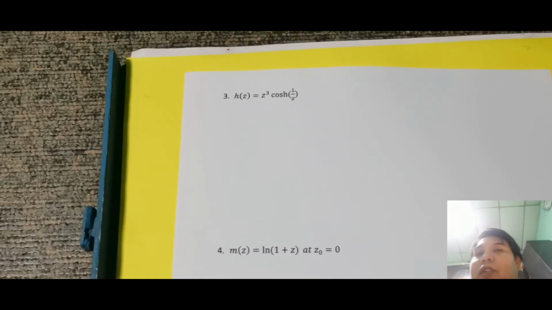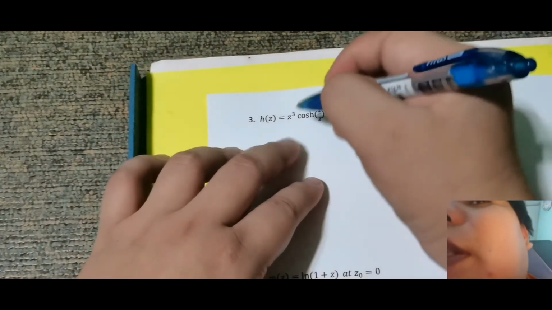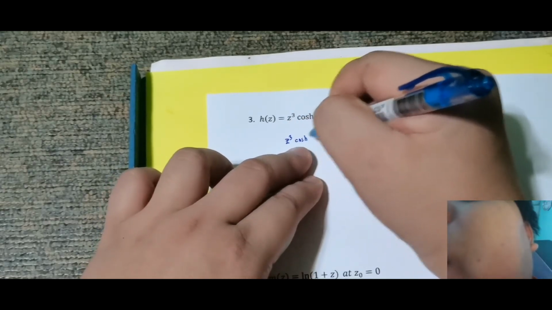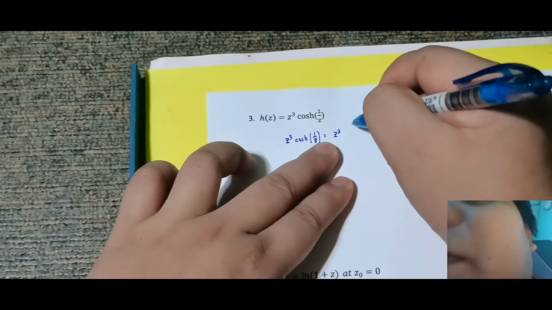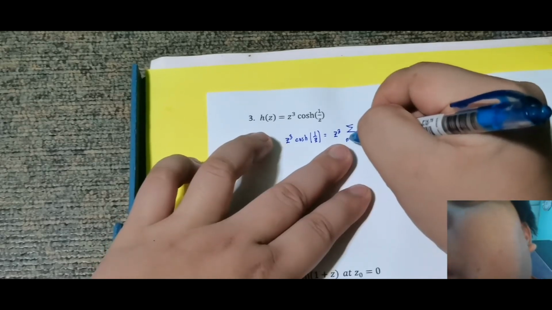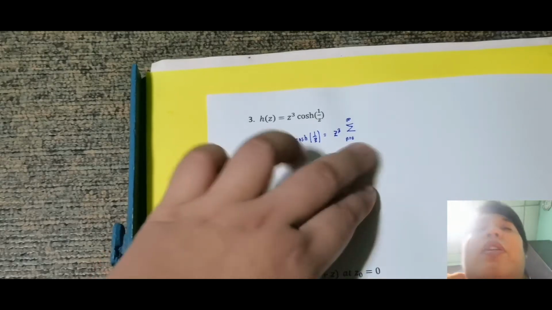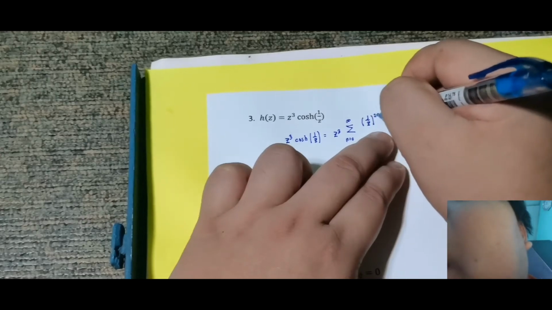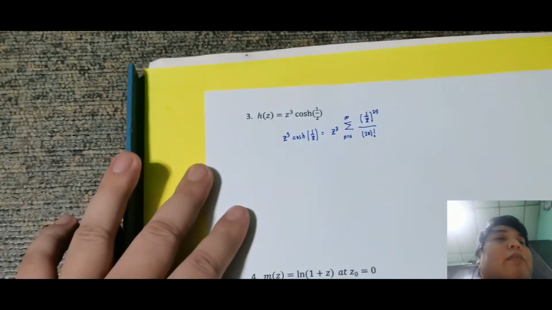Okay, next is number 3. H of z is equal to z cube cos 1 over z. So similar siya sa kanina sa number 1, no? So ang gagawin ko na lang, this is z cube cos of 1 over z. So Maclaurin series pinapahanap. This is z cube multiplied by summation for n is equal to 0 up to infinity. Since yung cos is z raised to 2n over 2n factorial, so mangyari this is 1 over z raised sa 2n over 2n factorial. Okay, ganyan na magiging equivalent niya.